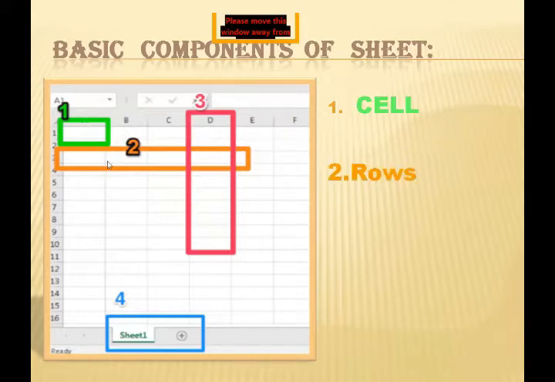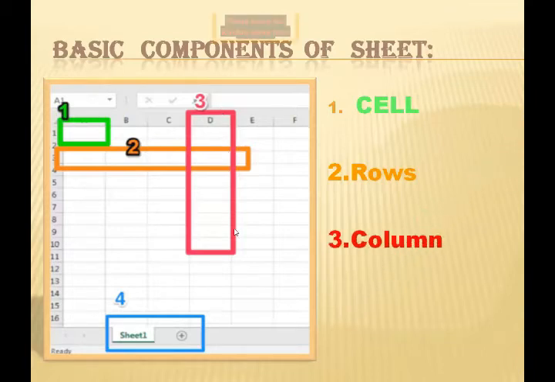Now, number 2, the orange highlighted cells, are rows. And what are rows? Left to right are rows. They are represented by the numbers 1, 2, 3, 4, 5, 6, 7, 8, 9, 10. These all are rows. Now, number 3, the red highlighted box, which goes from up to down. These are columns. Up to down are columns. And columns are represented by capital alphabets, A, B, C, D, E, F. We call them columns.